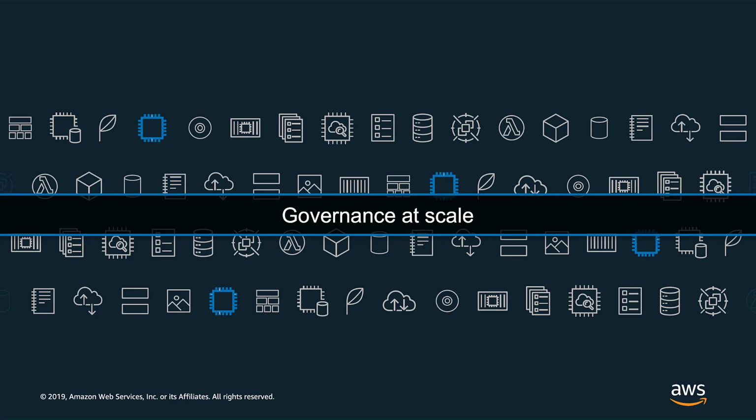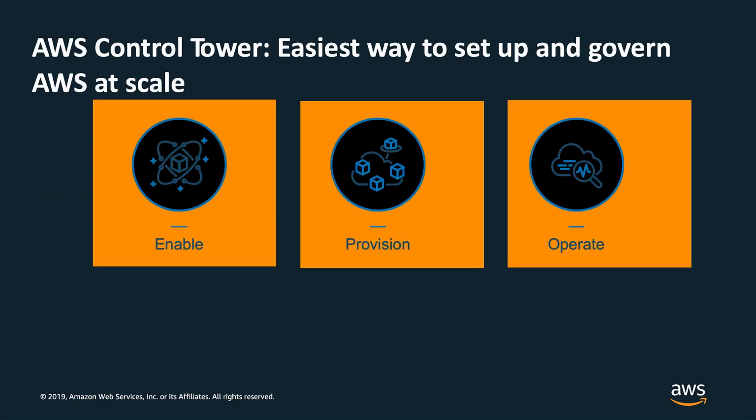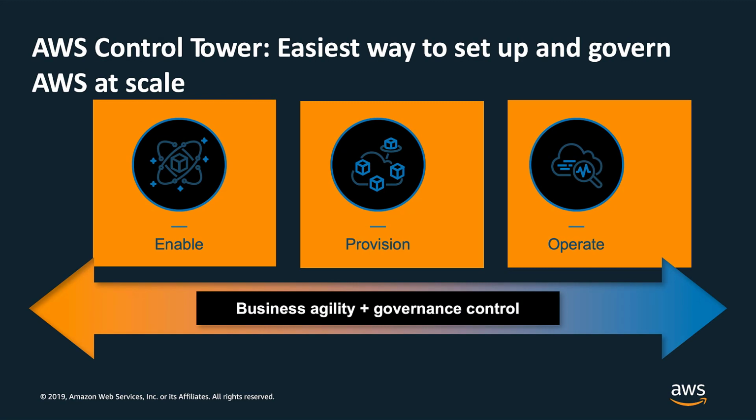When the clients start to see all these benefits of moving to the cloud, more and more teams want to jump in. So there are additional projects, additional departments, additional resources and teams, and the environment tends to grow and become more complex. So with that, AWS Control Tower was born. AWS Control Tower is a new service that offers the easiest way for organizations to set up and govern their AWS environment at scale. With AWS Control Tower, customers can enable, provision, and operate their environment for both business agility and governance at scale.